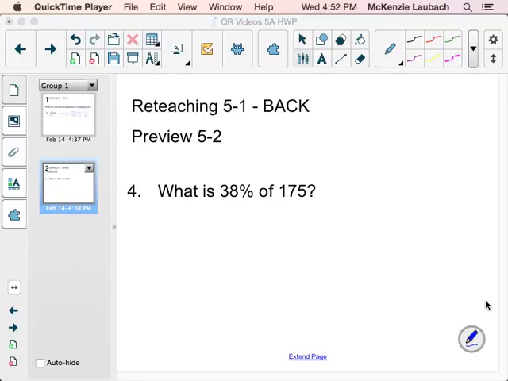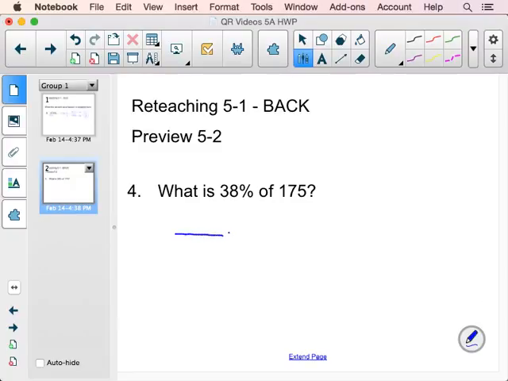This is from your Reteaching 5-1, on the back in the Preview 5-2 section down at the bottom, and we're looking at problem 4. So we want to find out what is 38% of 175, and we're going to set up a proportion to do that. When we write our proportion, we want to write the part over the whole for each of our fractions.